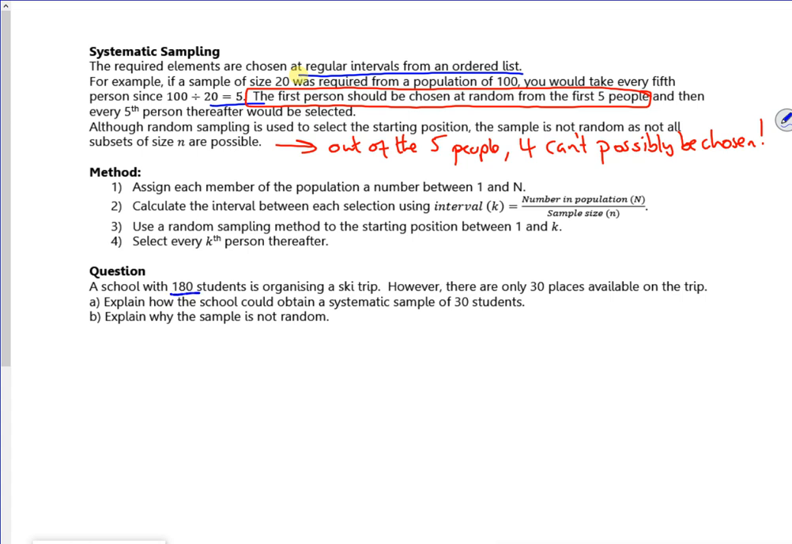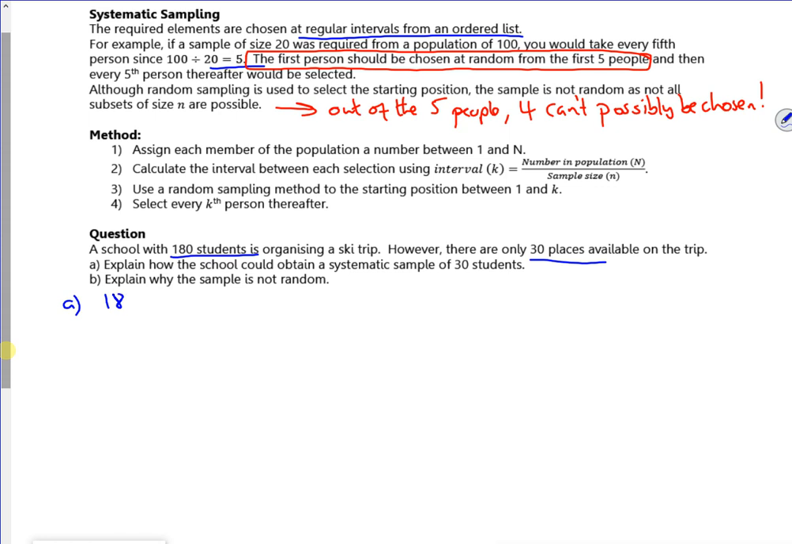So, 180 students, only 30 places available. Right then, so I'm going to do 180 divided by 30, which is 6. So I know it's going to be every sixth student. I know that in my head. So what I really want to do is get the list of the 180 students and assign them a unique number.